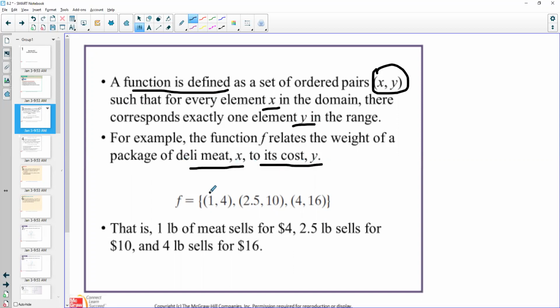So if you buy a pound of meat, it costs $4. If you buy 2.5 pounds, it costs $10. If you buy 4 pounds, it costs $16. The idea is not that if I go to the deli and buy a pound of meat, I pay $4, and that if somebody else goes to the deli and buys a pound of meat, they pay $3. That's not okay. So that's when things start to sort of fall apart. Things that are functions don't have that happen. 1 pound costs $4 for everybody. It's the same the whole time.